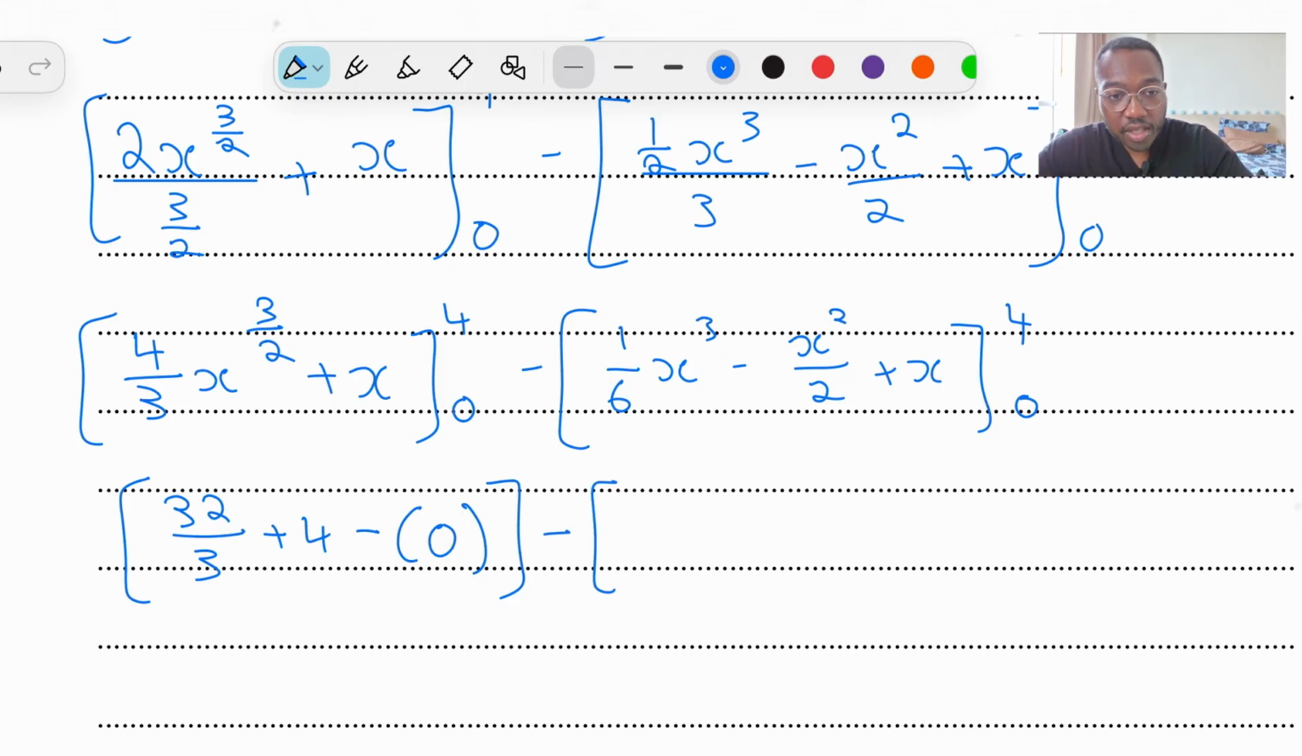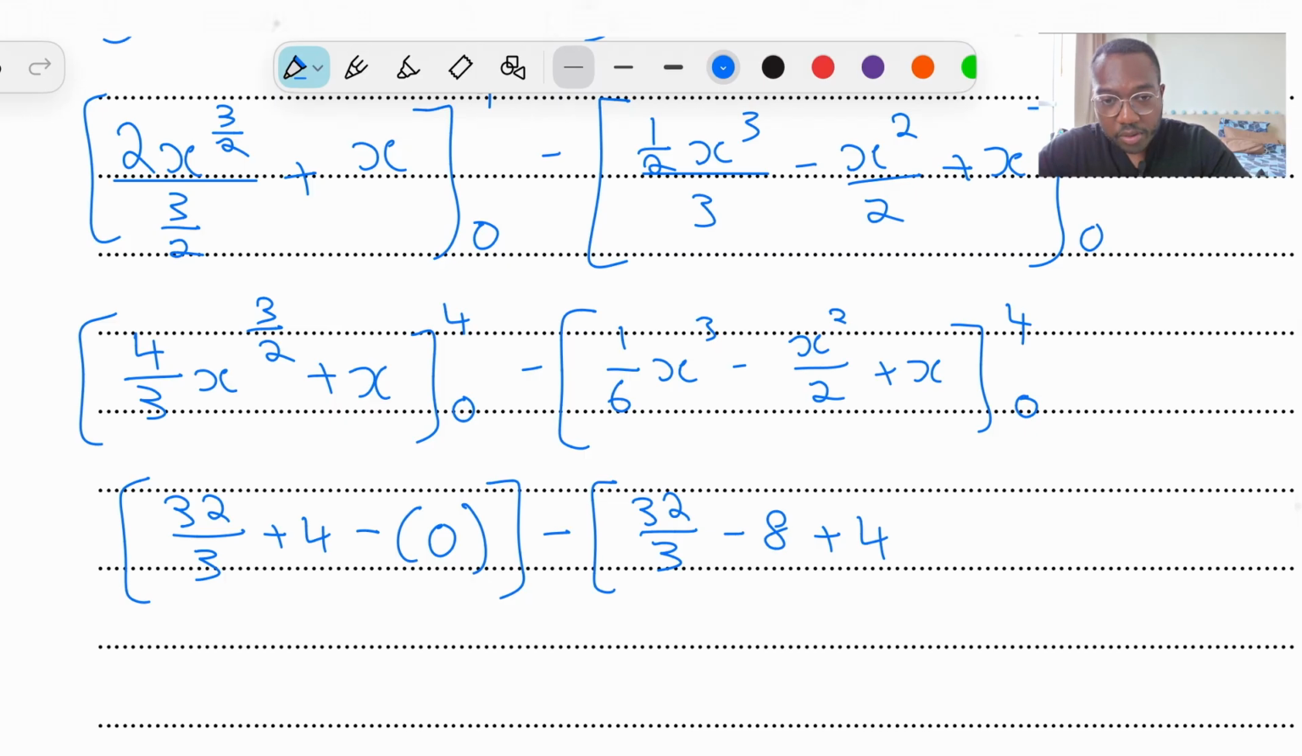So if we do the same thing for this one now, we get a 4 cubed. Okay, so what is 4 cubed? 4 cubed is 64. So 64 over 6, that would be 32 over 3. And then we get minus a 4 squared, so 16 divided by 2 is an 8. Minus an 8, and then we get a plus 4.